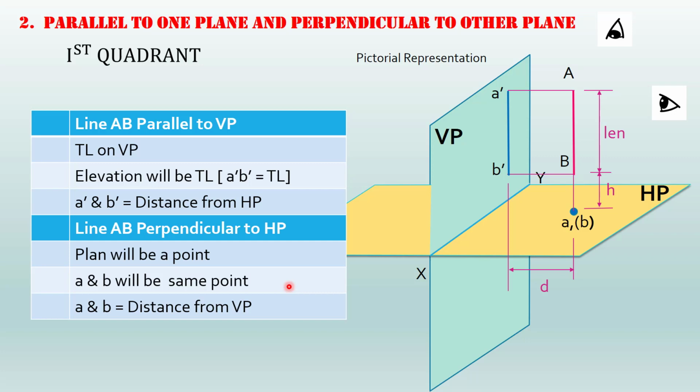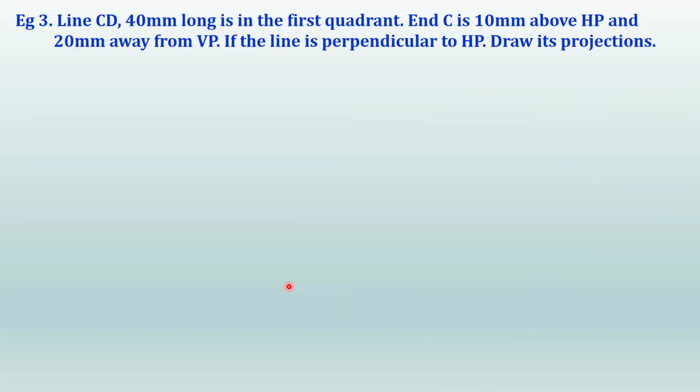Now we will solve two problems. In the first part, line CD, which is 40 mm long. The end C is 10 mm above HP and 20 mm away from VP. If the line is perpendicular to HP, draw its projection.